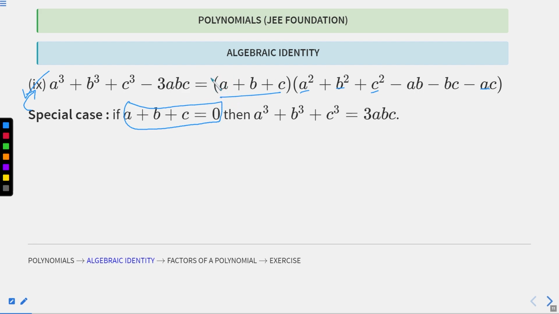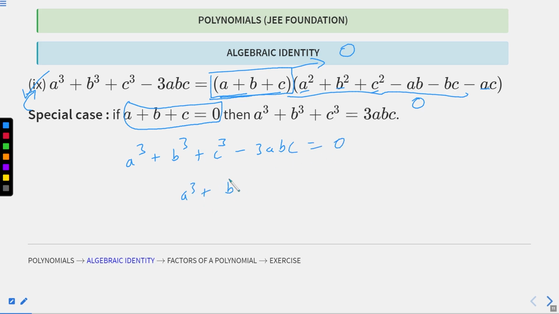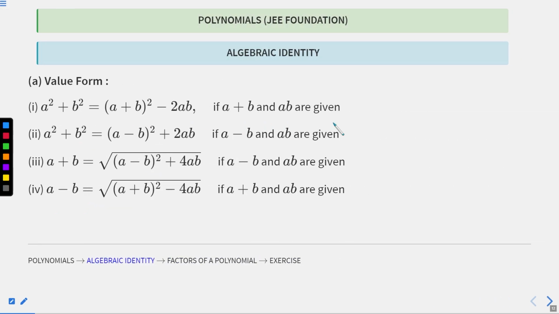So this term will become 0, then this whole right hand side becomes 0, and we are left with only the left hand side, which is a³ + b³ + c³ − 3abc = 0. Then a³ + b³ + c³ = 3abc. Okay, I hope you memorized all of the properties, and now let's move further and see other forms.